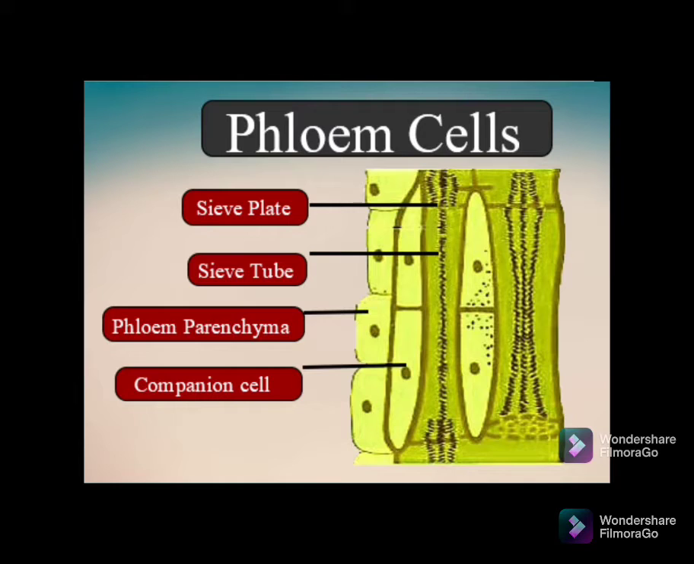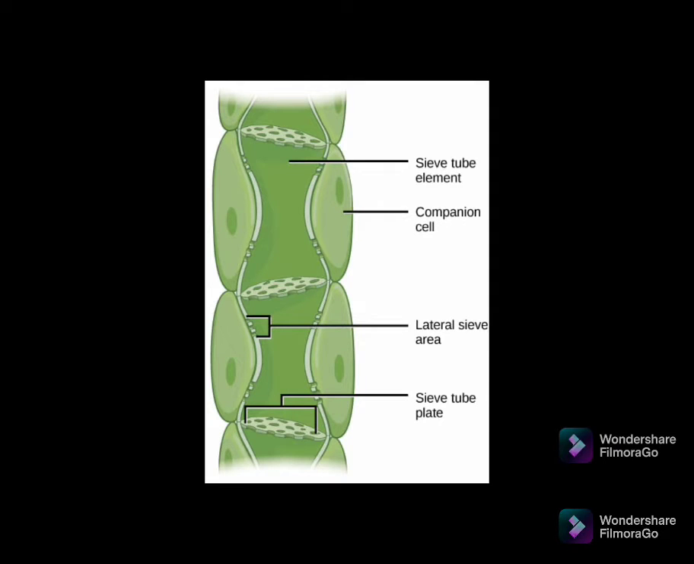The first cell, called sieve tubes, is the main conducting cell, and the structure is like this: they are elongated, cylindrical, thin-walled cells arranged in vertical forms. The end walls of each sieve tube are perforated. That means they have fine pores like the sieve that you have at home. These perforated end walls are therefore termed sieve plates. The pores or perforations are called sieve areas. So food materials can easily pass through these sieve areas.